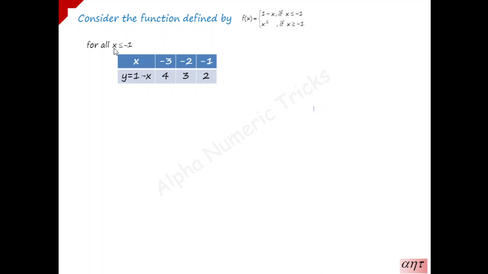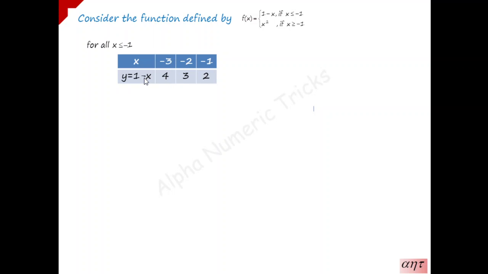Below that, that is before minus 1, we have to consider, just for example, two numbers: minus 1, minus 2, minus 3. Now we have to check what about y is equal to 1 minus x. When x takes the values minus 1, minus 2, minus 3, what is 1 minus x? Put x is equal to minus 3. Minus of minus becomes plus, so 1 plus 3 is 4.